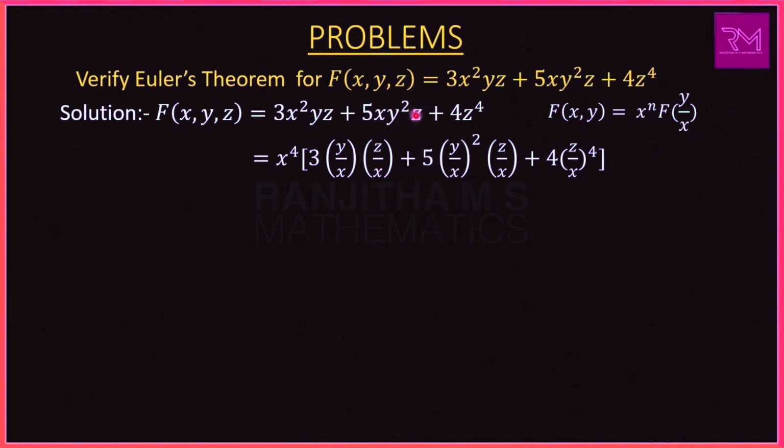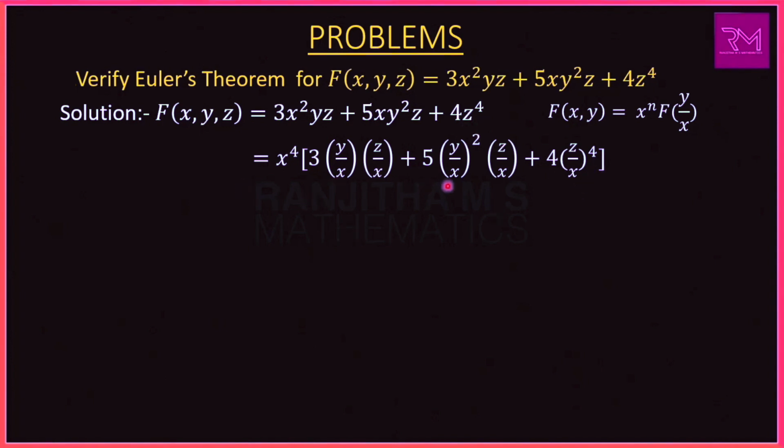Here also, if we multiply and divide by x³, in the numerator x into x³ is x⁴, so we can take it outside the bracket. In the denominator we get x³, which we can split as x² into x. So we can write it as 5 into (y/x) squared into z/x, plus, here we have z⁴, so we multiply and divide by x⁴. In the numerator we take x⁴ common, and the remaining is 4 into (z/x)⁴.